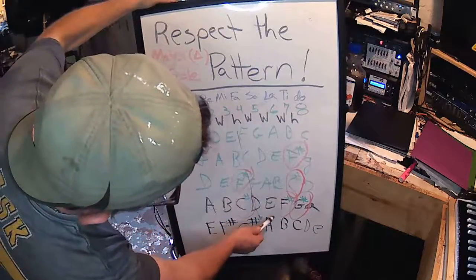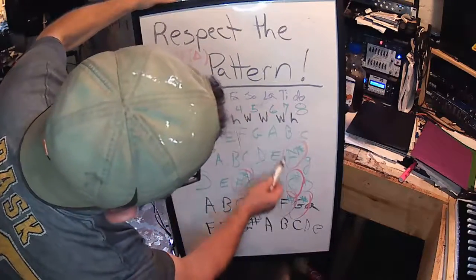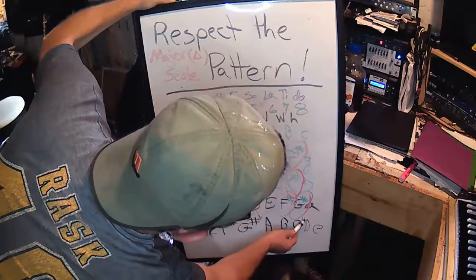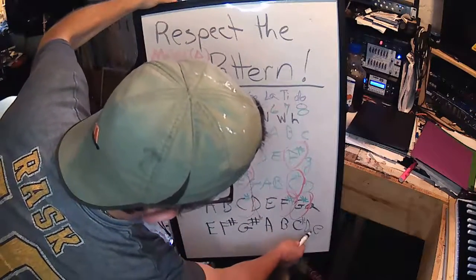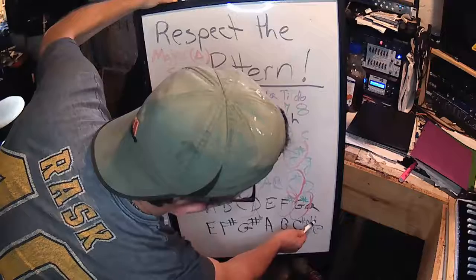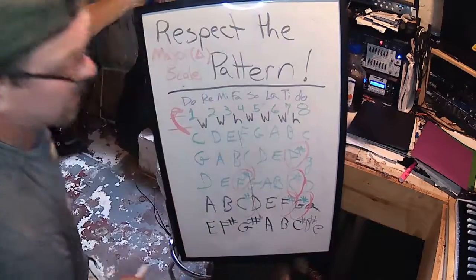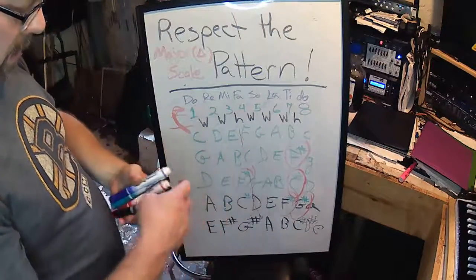A to B, whole step. B to C, nope, we're gonna have to sharpen that. Alright, C sharp to D, half step, we can't have that. We gotta sharpen that D. D sharp to E, half step right there.